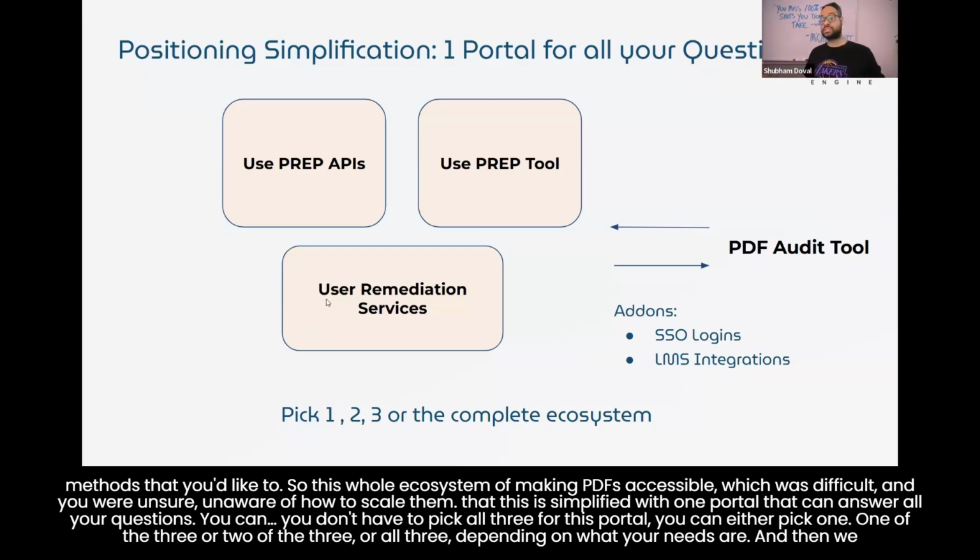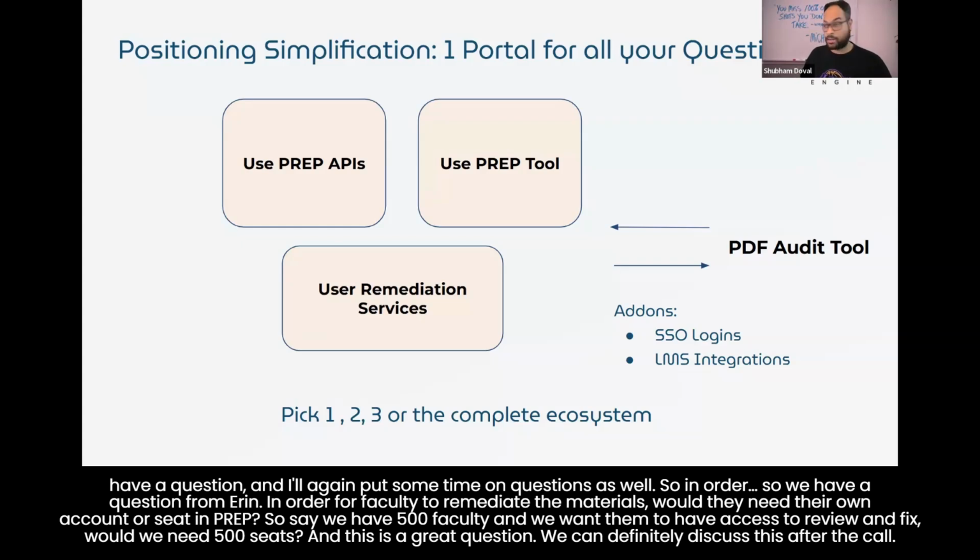So this whole ecosystem of making PDFs accessible, which was difficult and you were unaware of how to scale, is simplified with one portal that can answer all your questions. You don't have to pick all three for this portal. You can either pick one of the three, or two of the three, or all three, depending on what your needs are. And then we have a question, and I'll again put some time on questions as well.